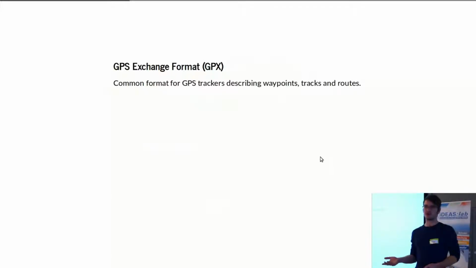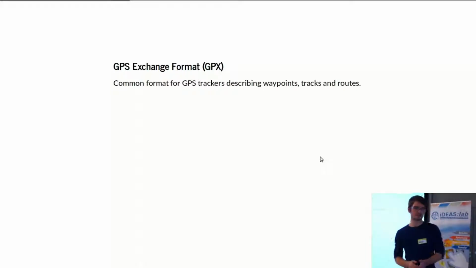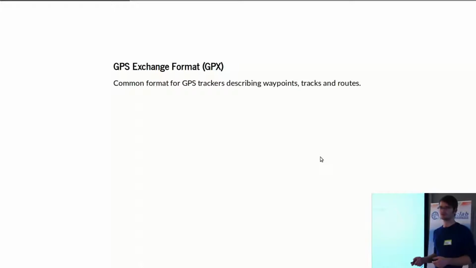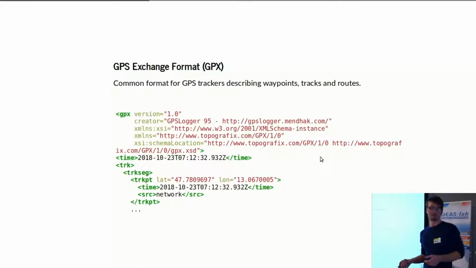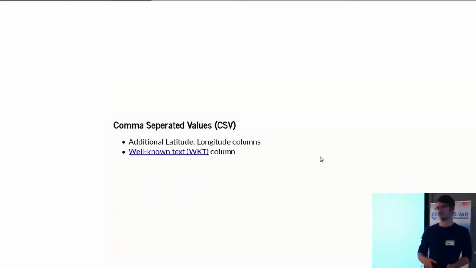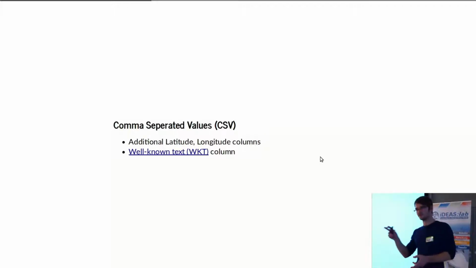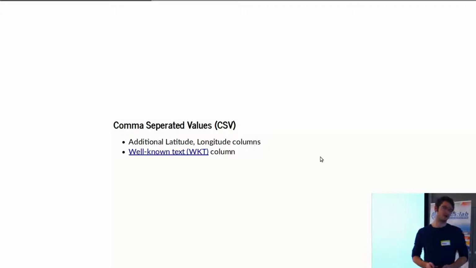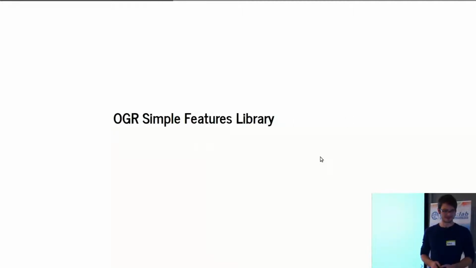Then another one which you often see if you use a GPS tracking device on your phone or your smartwatch, GPX, is used for describing waypoints, tracks, and routes. It's also an XML format, and it's also fairly common to see around. You can also store geospatial data in a CSV. Basically, you just have another column for the latitude and longitude, or you have a well-known text column in the file. So let's go to OGR.